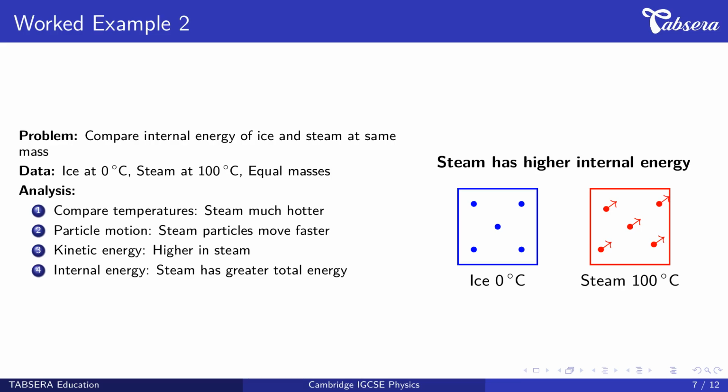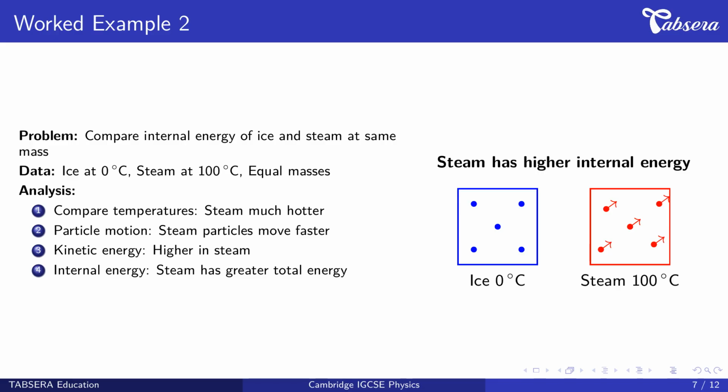Second, consider particle motion. Steam particles move much faster than ice particles because temperature measures average kinetic energy. Third, evaluate kinetic energy. Steam has higher kinetic energy per particle due to faster motion.